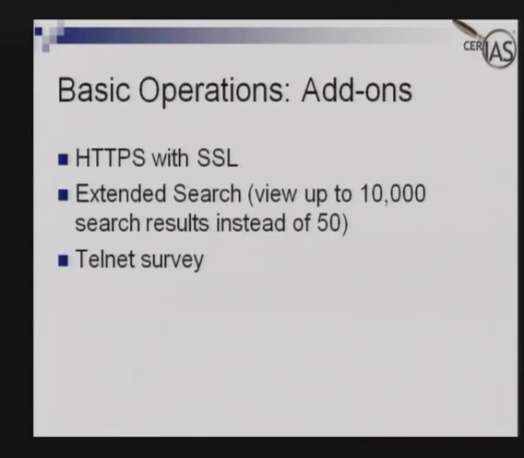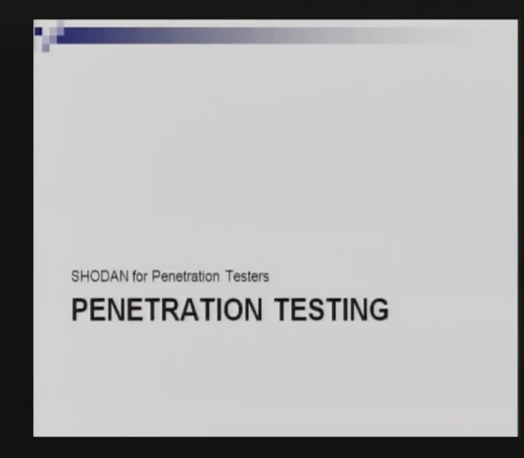There are some add-ons for SHODAN, HTTPS with SSL, which I did talk about. If you don't log into SHODAN or if you just have a basic account, you'll only see a limited number of search results, 50 or 100. The add-on would give you up to 10,000 results, and it will also get you access to Telnet information that is added into SHODAN.